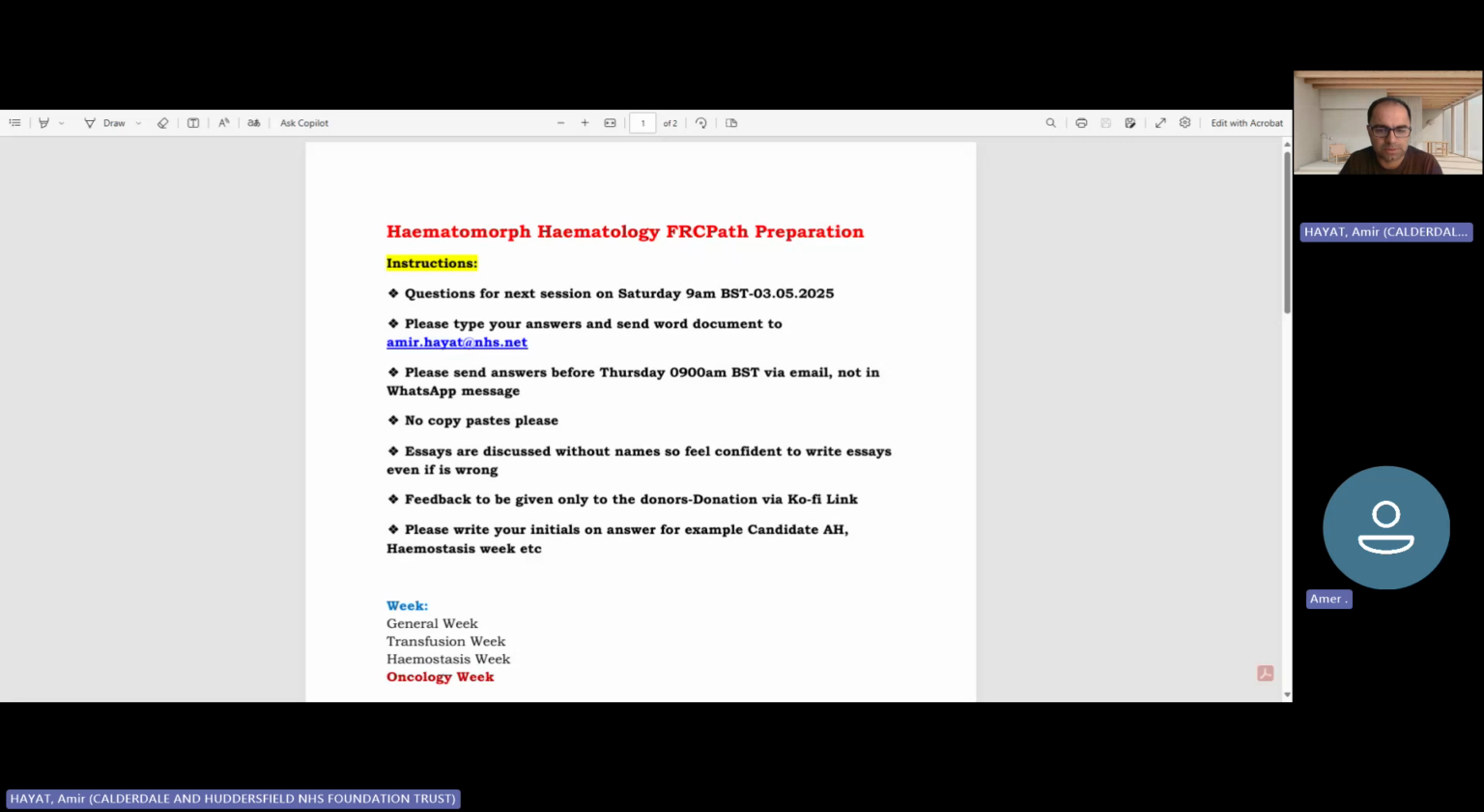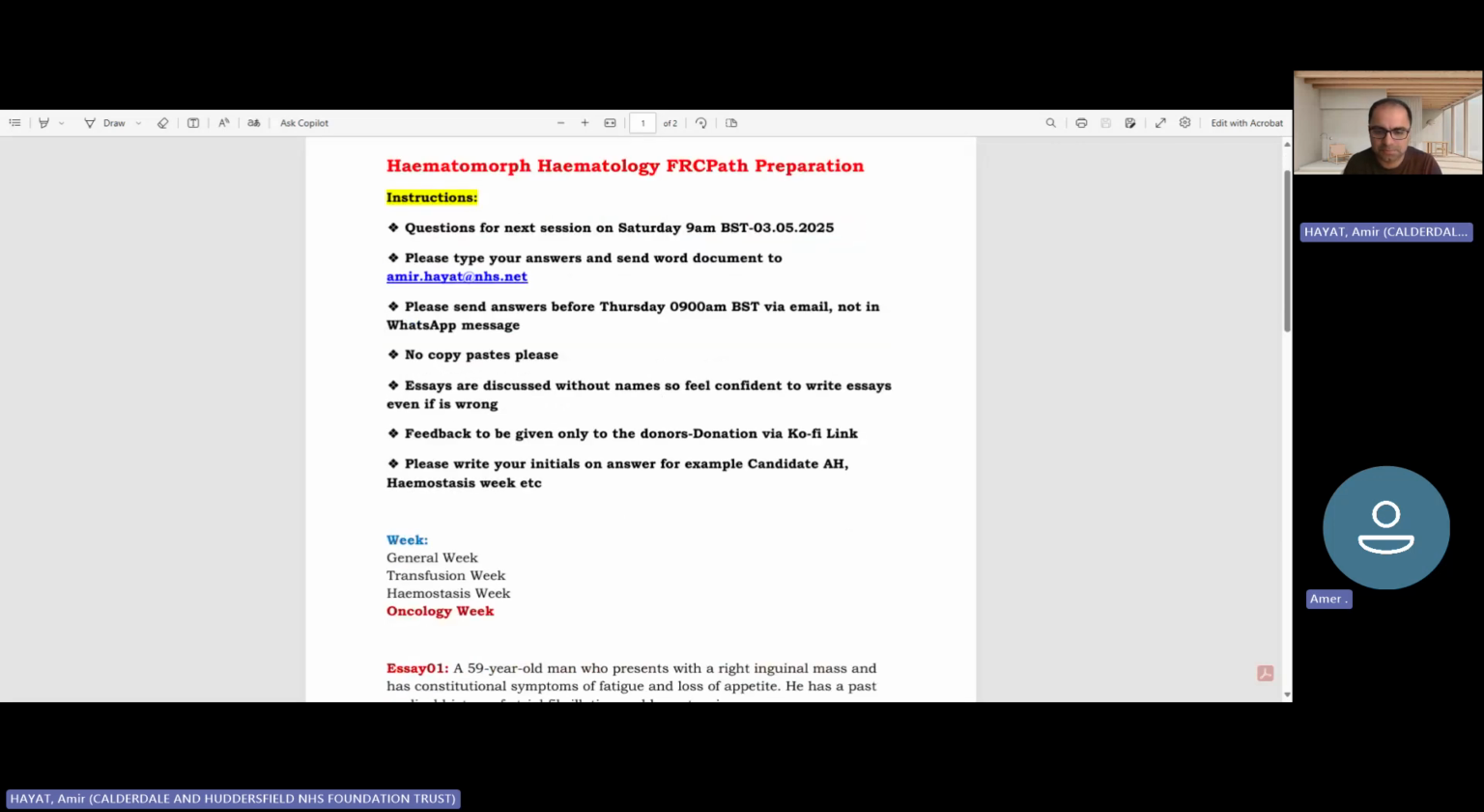Today we had two essays related to diffuse large B-cell lymphoma and Burkitt lymphoma in the FRCPath Haematology Oncology sessions. You can see the instructions on the front. Please send your answers by Thursday 9 a.m. British Standard Time. No essays after that because I have to print them and then I have to check them. Life is busy, so give me some time to check them. It's better to send it before Thursday 9 a.m., please. And always write your candidate initial on it.